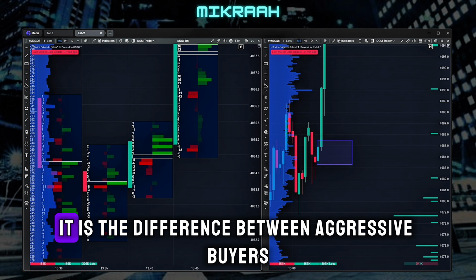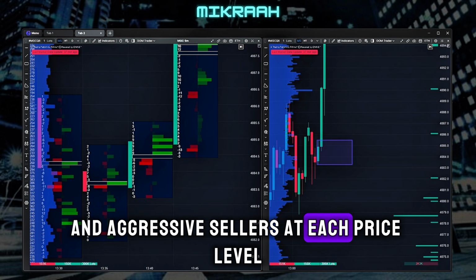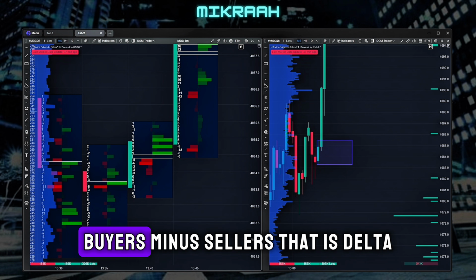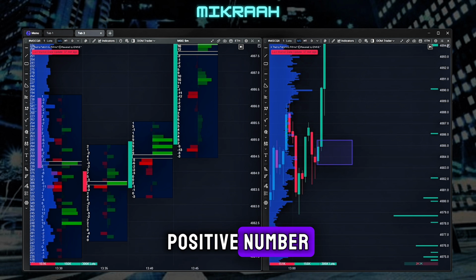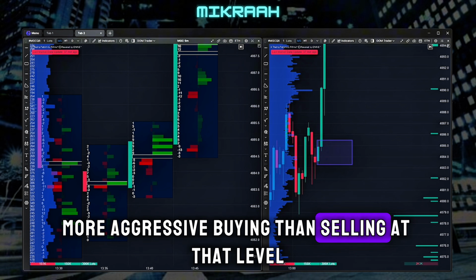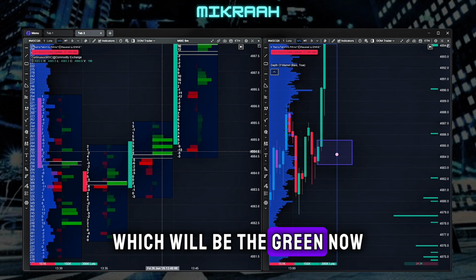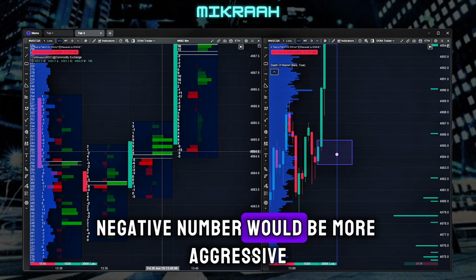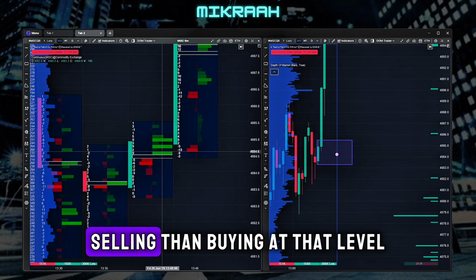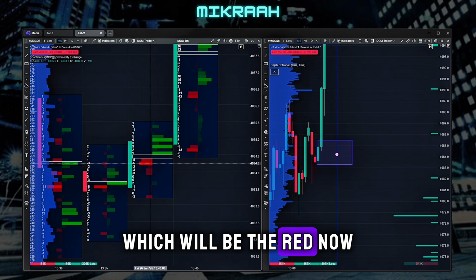Delta is simple. It is the difference between aggressive buyers and aggressive sellers at each price level. Buyers minus sellers, that is delta. Positive number, more aggressive buying than selling at that level, which will be the green. Now negative number would be more aggressive selling than buying at that level, which will be the red.